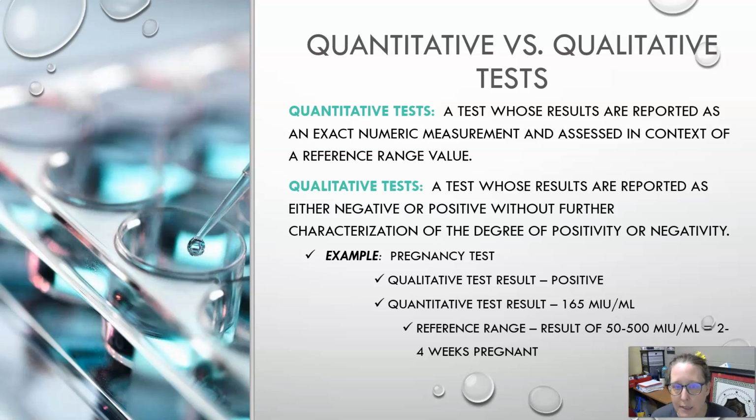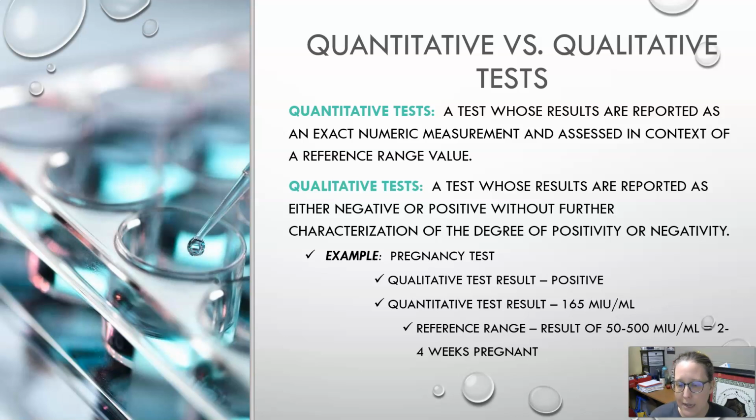If that glucose test had been 150 milligrams per dL, then it would have been outside of the reference range and considered abnormal. A qualitative test is a test whose results are reported as either negative or positive without further characterization of how positive or how negative that test is. So it's either there or it's not.